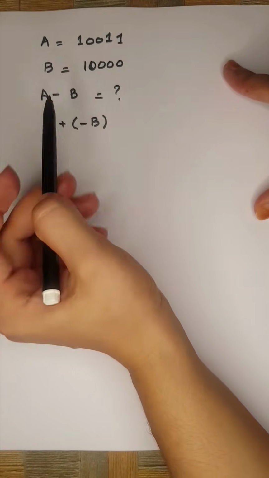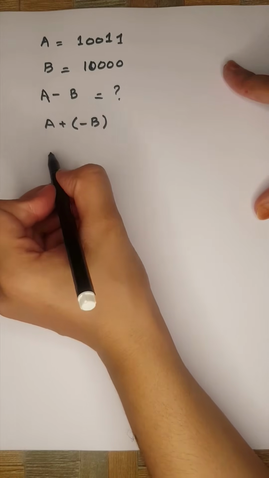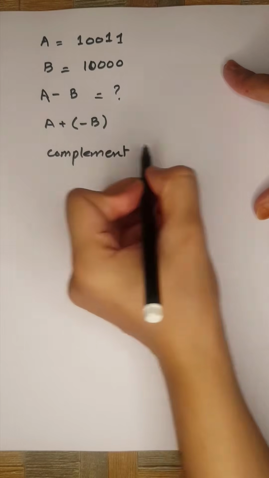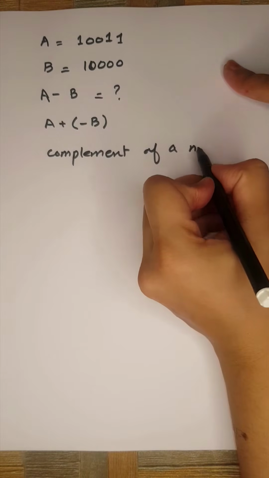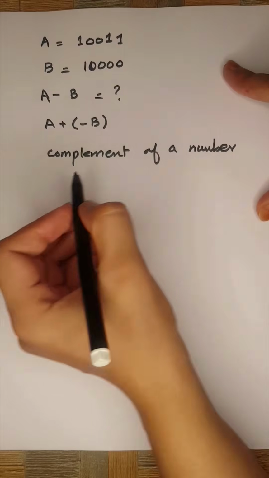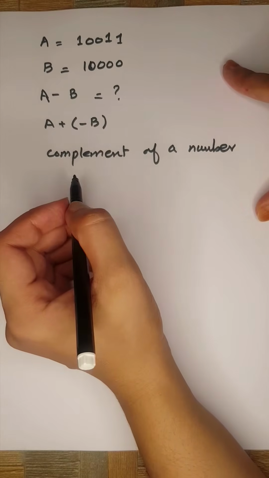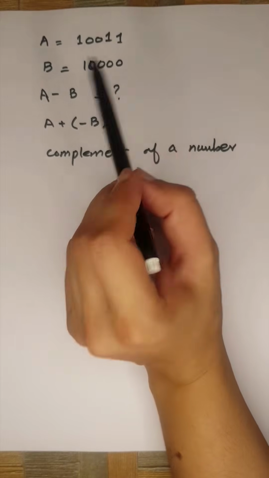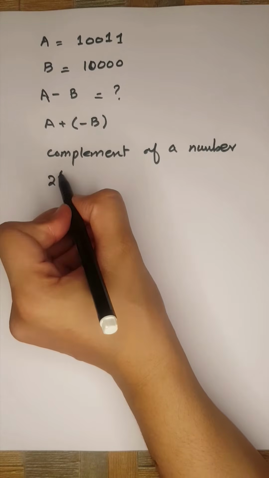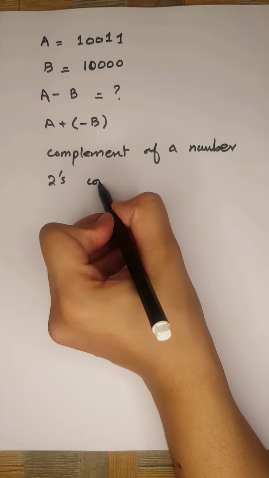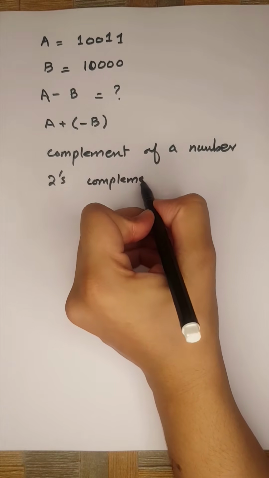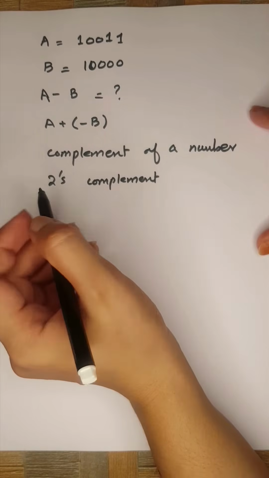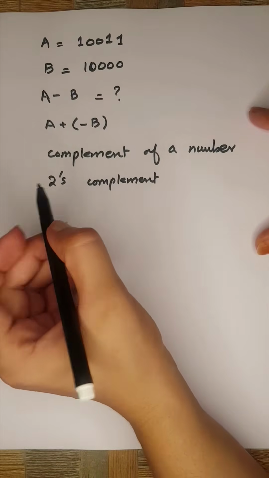So let's just get the idea of the complement of a number. Complement of a number is actually used for finding the negative of that number in a particular base. So if we talk about binary numbers, we actually use the 2's complement for representing the negative of a given number. There are two ways to find the 2's complement of a number.